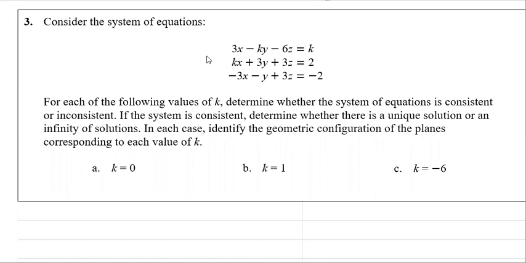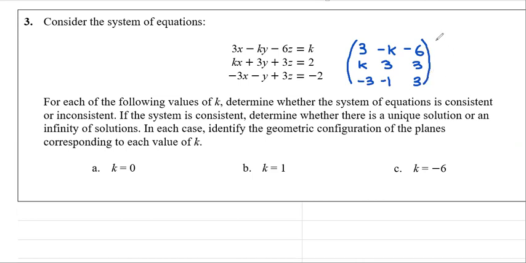So I'm just going to write down what the matrix A would be in this situation. Looking at the coefficients, we've got 3, negative k, negative 6. These are just the coefficients, of course, of the variables. So we've got k, 3 and 3 for that second row, and then negative 3, negative 1, and 3 for that third row.